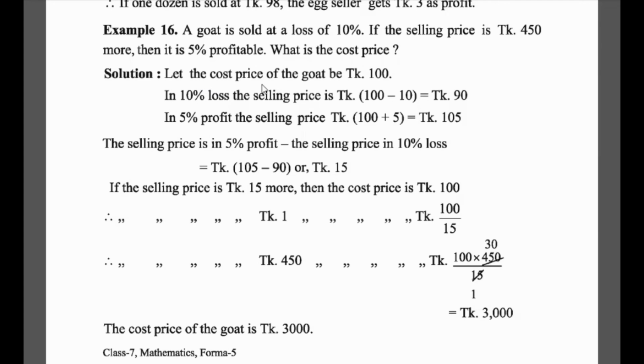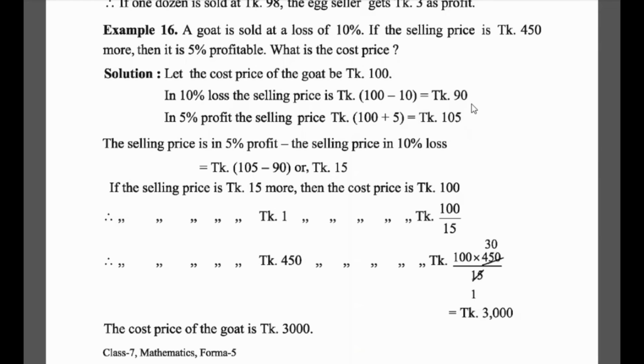Let the cost price of the goat be taka 100. As it is in percentage, we are letting the cost price of the goat be taka 100. So for 10% loss, the selling price must be less: 100 minus 10 is equal to 90. And if it is 5% profitable, the selling price must be greater than 100. That means 100 plus 5 is equal to 105.